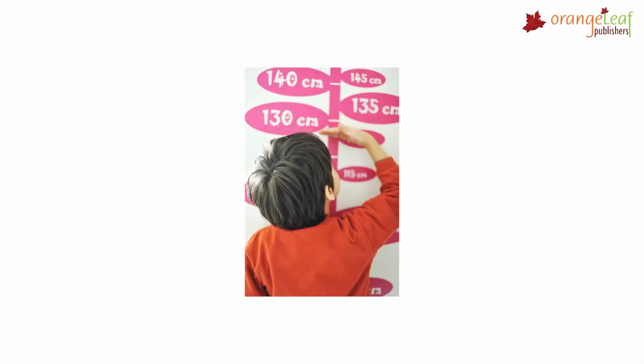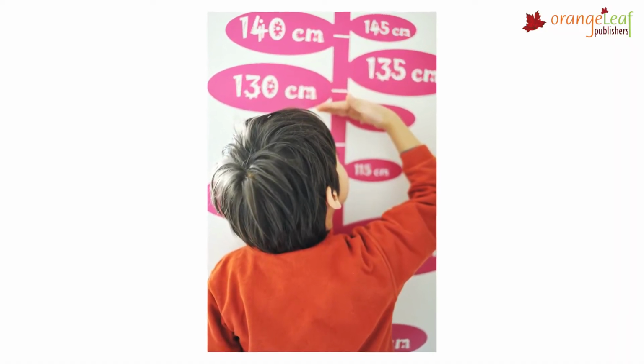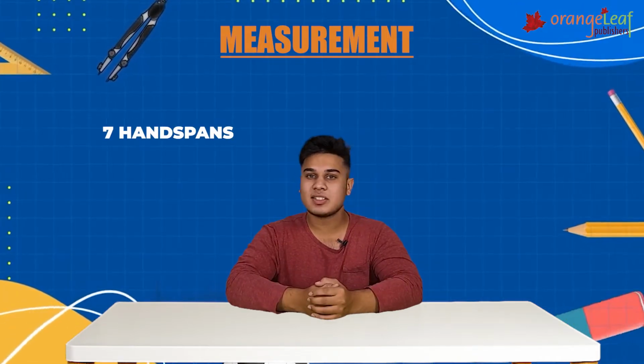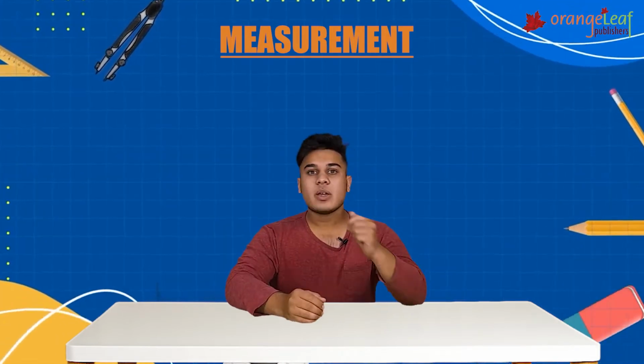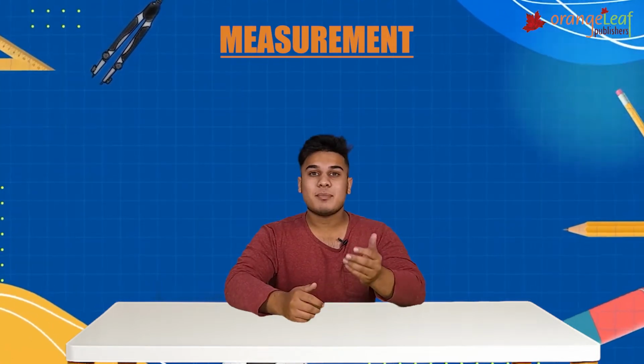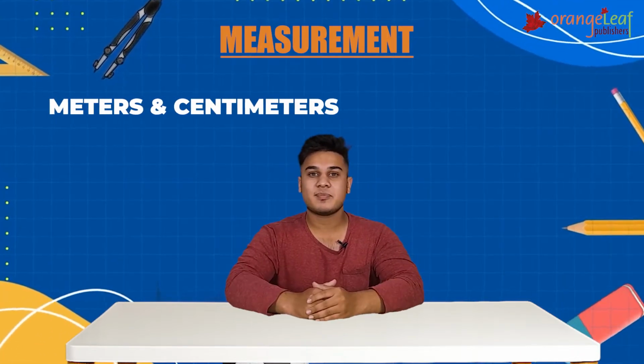Now Satish marked his height and measured it using his handspan. He saw that it was 12 handspans. But when his mother measured it, she said it was only 7 handspans. So this makes it clear that different people have different handspans. To solve this problem, we use standard units of measurement. We call them meters and centimeters.